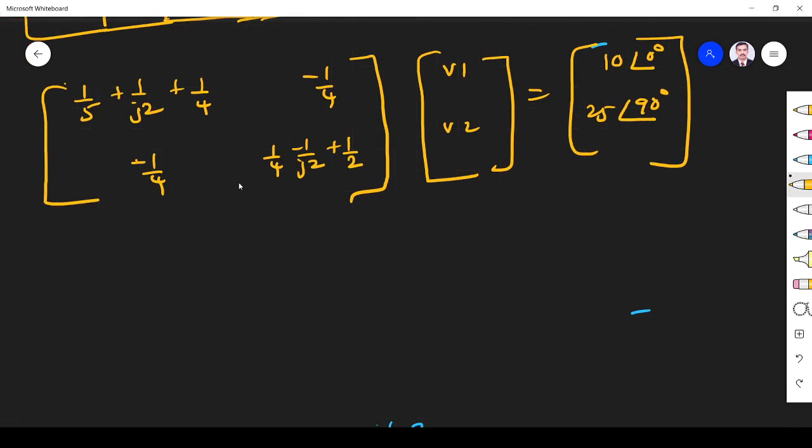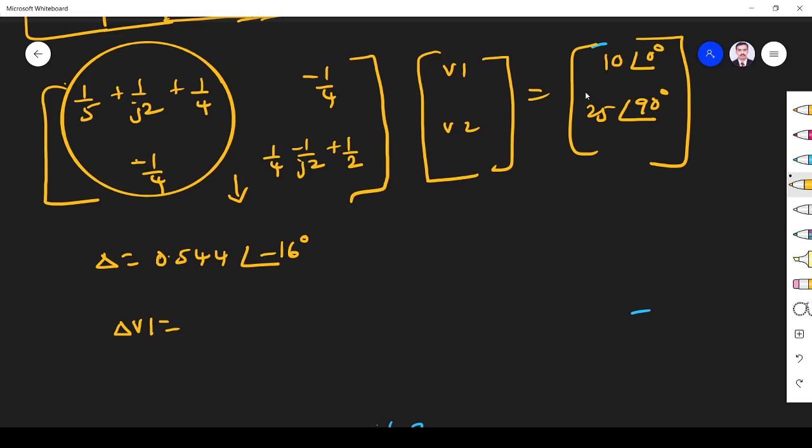So this is our del. Find the value of this matrix. If you find it, del is equal to 0.544∠-16 degree. Now I want del V1, since I want V1 and V2. So first I find del V1. Del V1 is obtained by replacing the first column by this element, so 10∠0 degree and 25∠90 degree. The second column will be as it is.